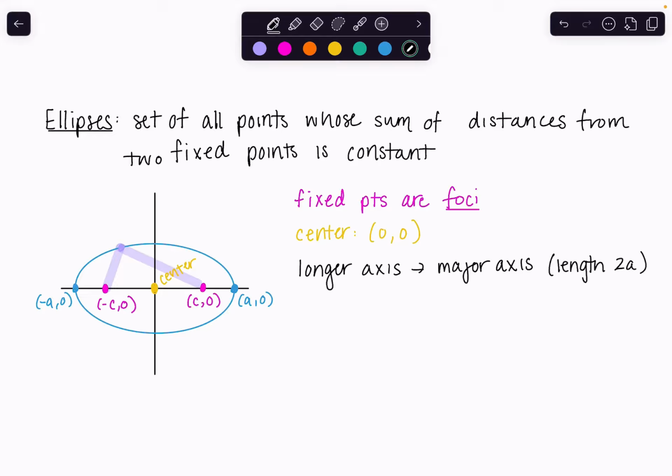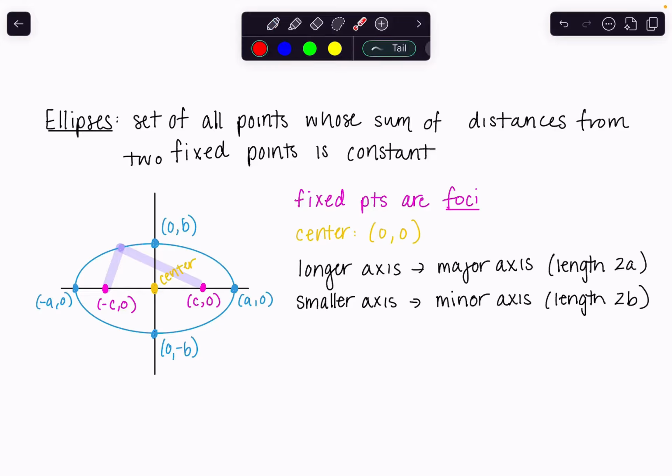Then the smaller axis is called the minor axis. And the length of this is going to be 2b. So this value up here would be 0, b, and this value down here would be 0, negative b.